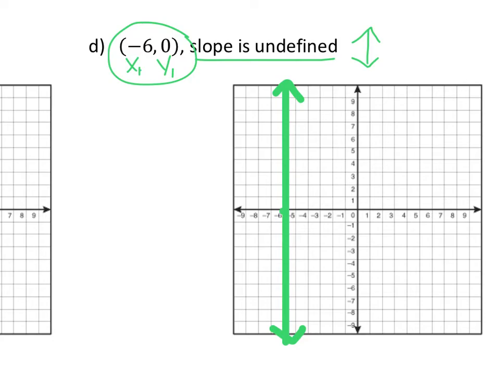Now the equation of this line is x equals -6. It's a vertical line, so I know it's x equals, and I know my x value is -6, and it also goes through that point, (-6, 0). Now remember, if slopes are undefined, they're vertical. If slopes are 0, like in letter C, it's horizontal.